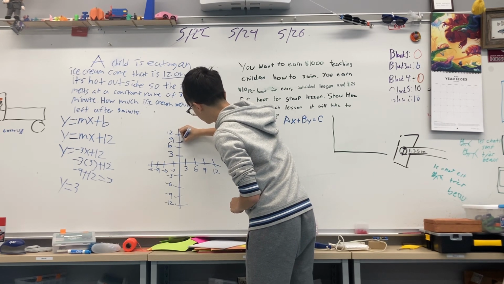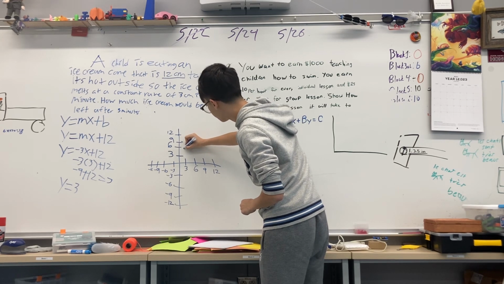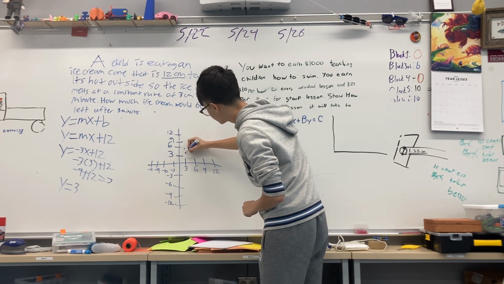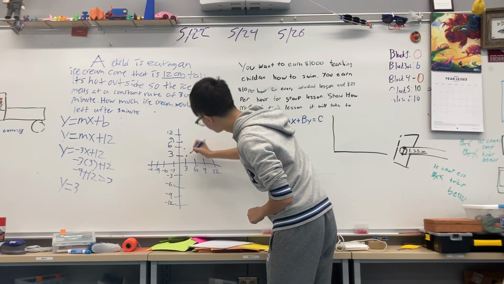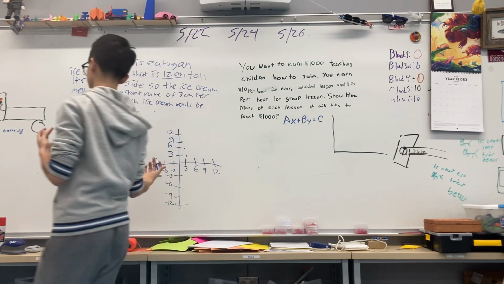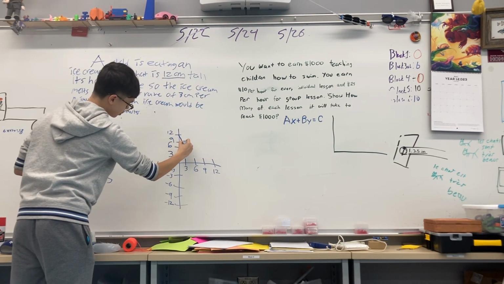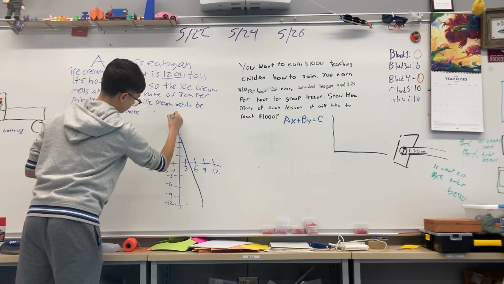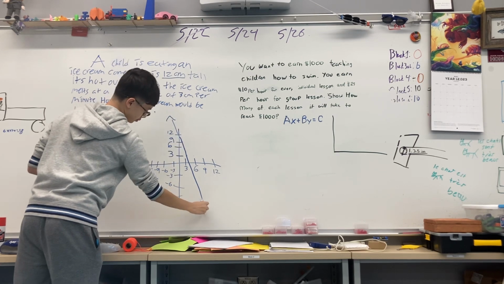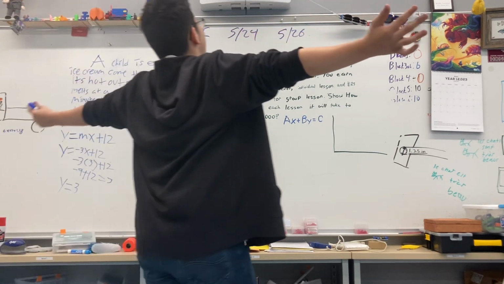So then, let me do it again. Down 3, and then over 1. And then one more time, down 3, and then over 1. And this is how we get our graph. Now we put a line through it. And that's how we solve for the slope-intercept form. Now for standard form.